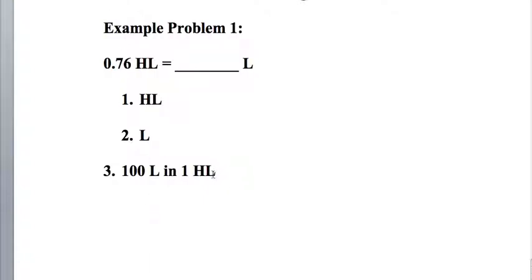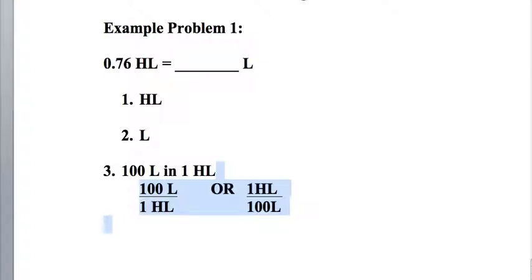So the next thing we need to do is figure out how to set that up as a ratio. So we can write it 100 liters over 1 hectoliter, or 1 hectoliter over 100 liters. And then we need to, in step 4, think about how we want to set that up. So the unit we're looking for in the end, liters, is on the top of the conversion factor. And if you look at these, hopefully you see that in this one, the liters is on top, so we want to choose the conversion factor on the left.